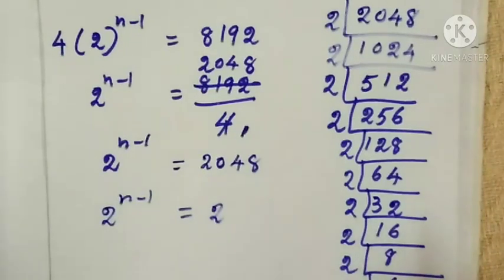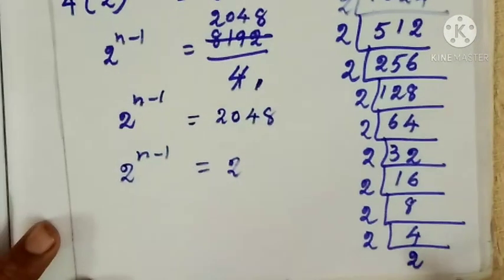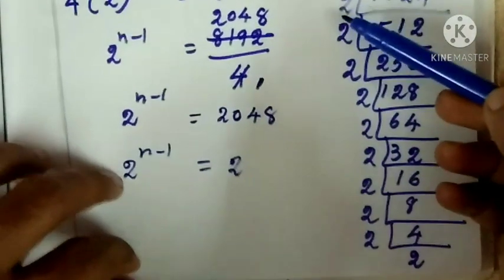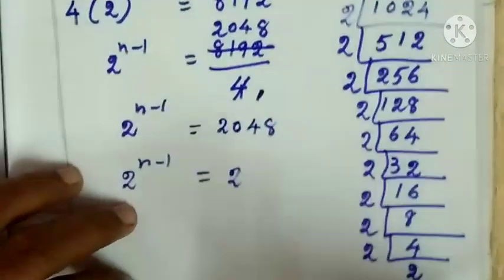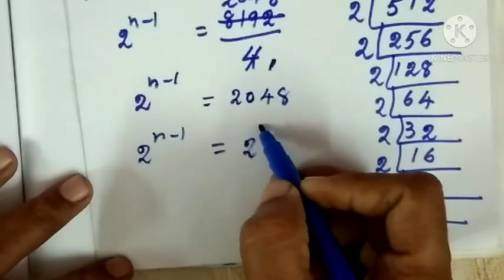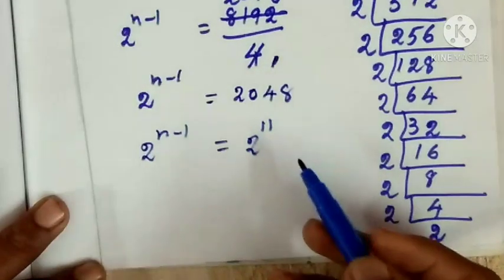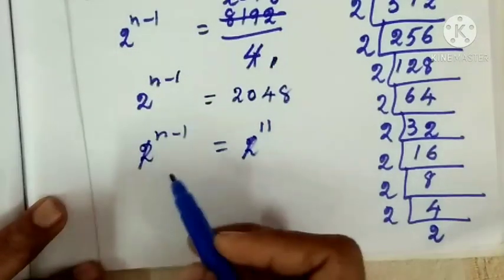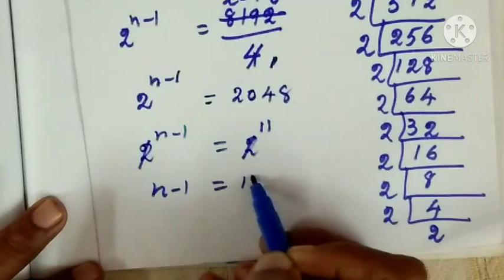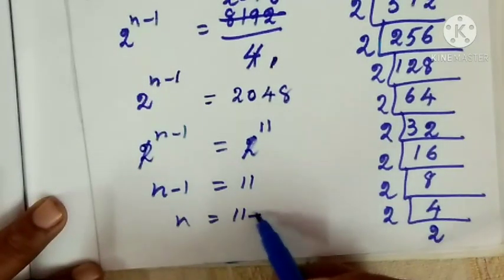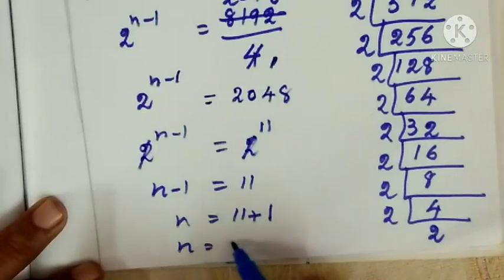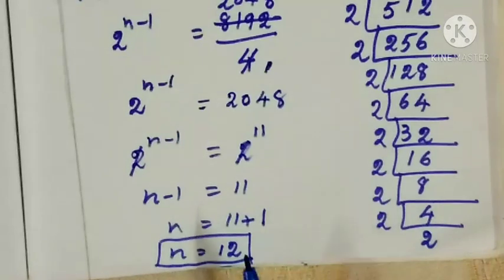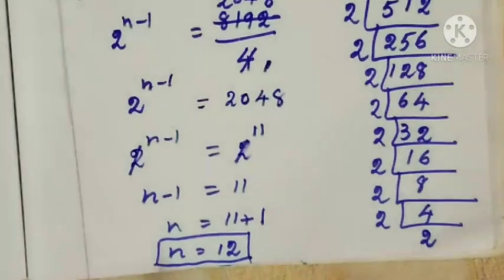2 2s are 4. Now you have to count the number of 2s: 1, 2, 3, 4, 5, 6, 7, 8, 9, 10, 11. So here it is 2 power 11. Both sides the bases are equal, so cancelling this base 2 we get n minus 1 is equal to 11. That is n is equal to 11 plus 1. n is equal to 12. The number of terms of the given GP is 12. This is the answer for this question.